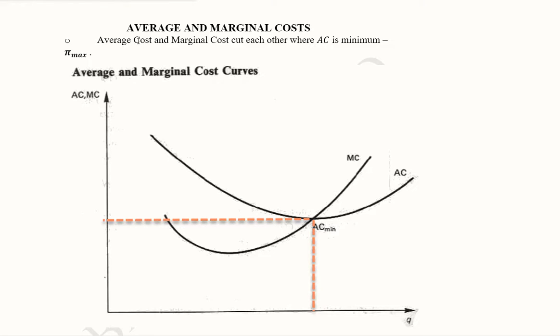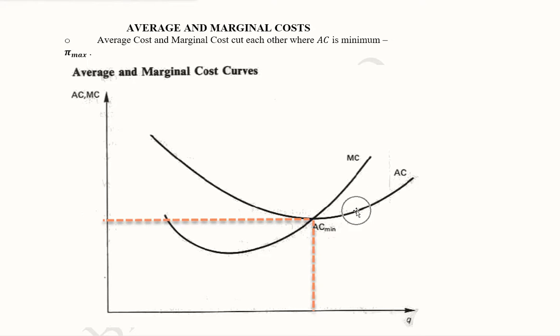We have the average cost and the marginal cost curves here, and you can see the average cost curve has a U-shaped formation, whereas the MC curve is also U-shaped, but we take more of its latter part as compared to the former part. This is the minimum level of marginal cost, and it cuts the average cost from below, and the point where it cuts the average cost from below is the minimum point of average cost. As you can see, this is the minimum level of the average cost curve.